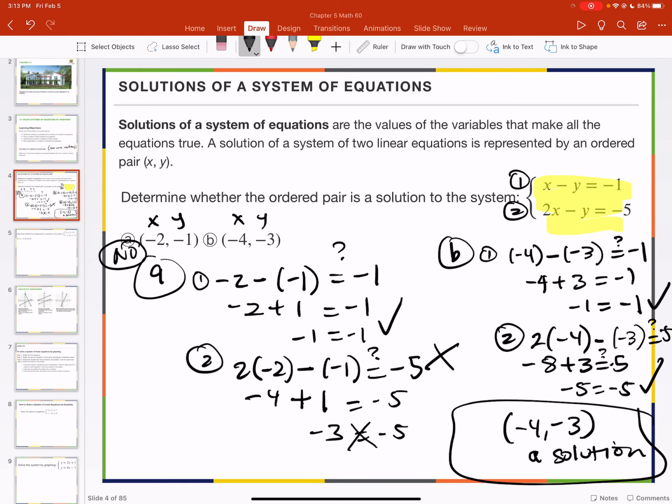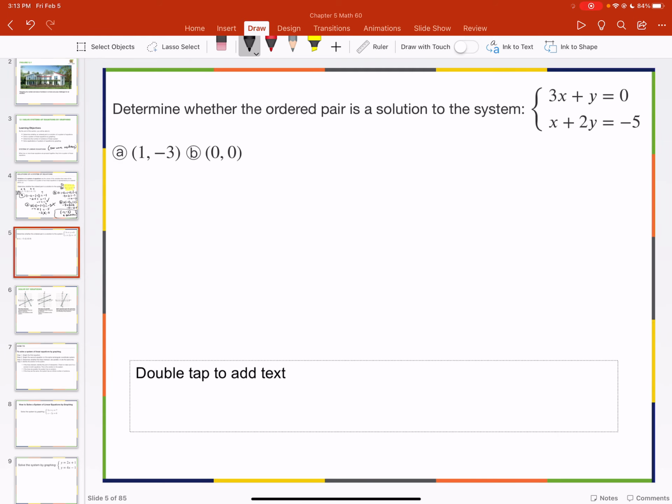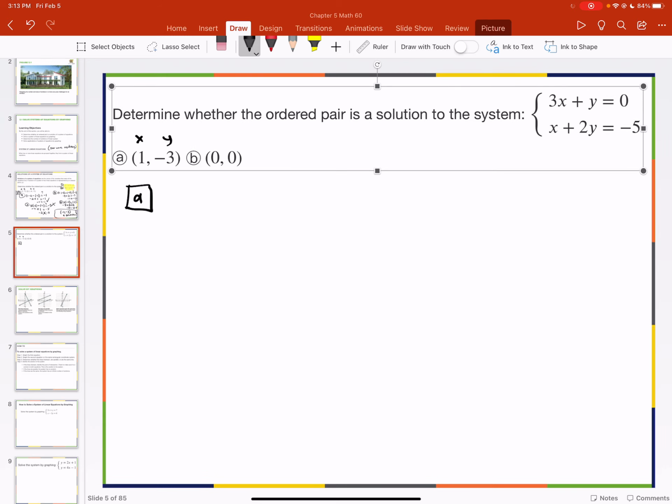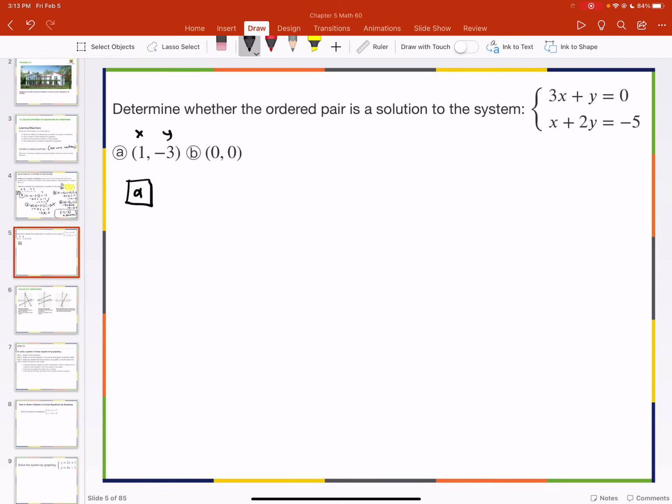Okay. All right, let's do another example. Let's determine if these points are a solution to the system. We'll do A first and then B. For A, we'll label this equation 1 and the other one equation 2, just to keep our notes organized. For the first one, I'll just rewrite it. You don't have to rewrite everything, but I like to, just so there's no confusion. And the second one is x plus 2y is equal to -5.